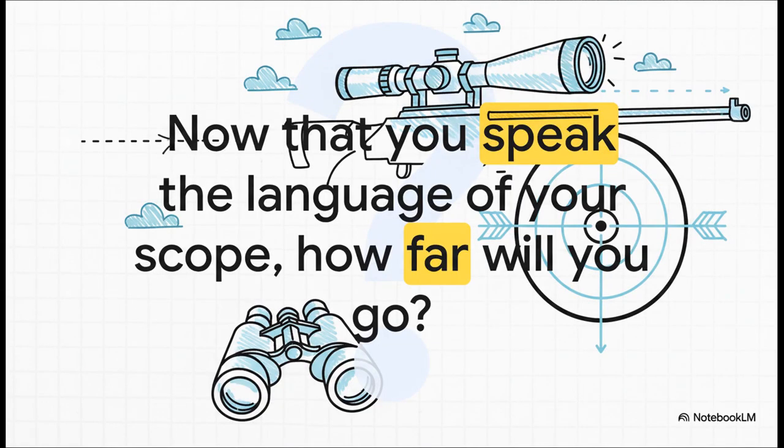So there you have it. The numbers on the turret are no longer a mystery. The code is cracked. You now have the knowledge you need to pick the right gear and, more importantly, use it with confidence. You can finally speak the language of your scope. So the only question left is, how far are you going to go?